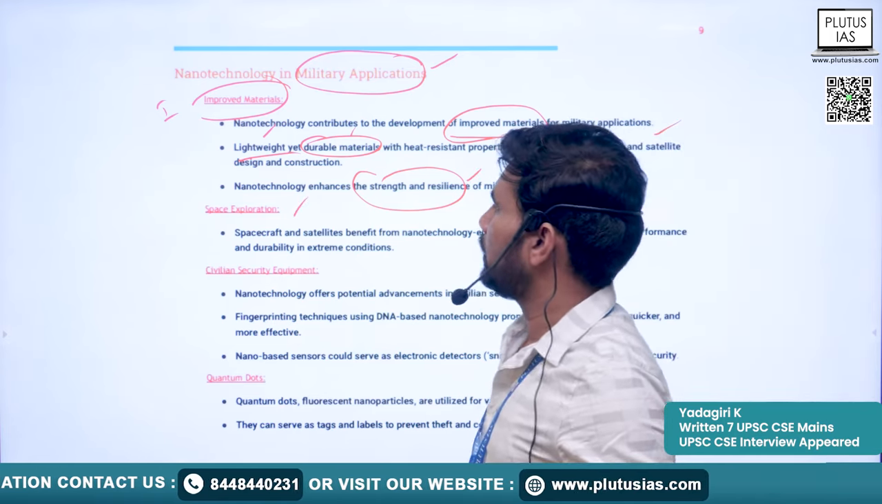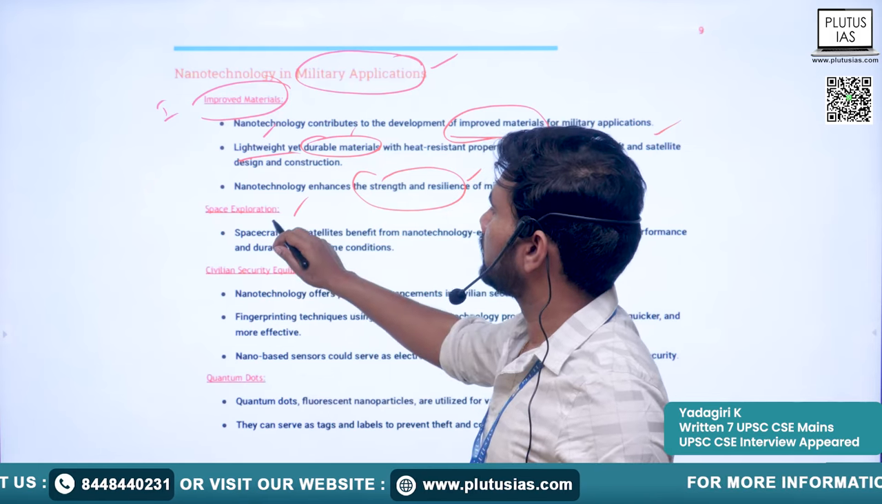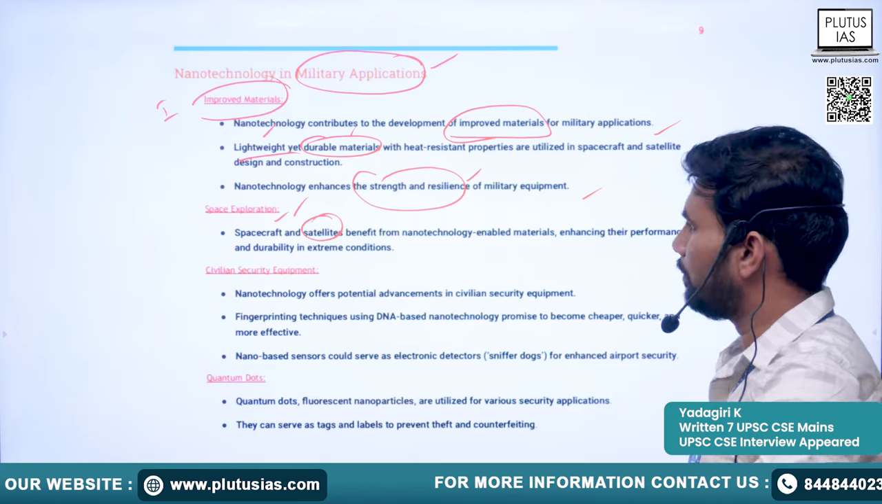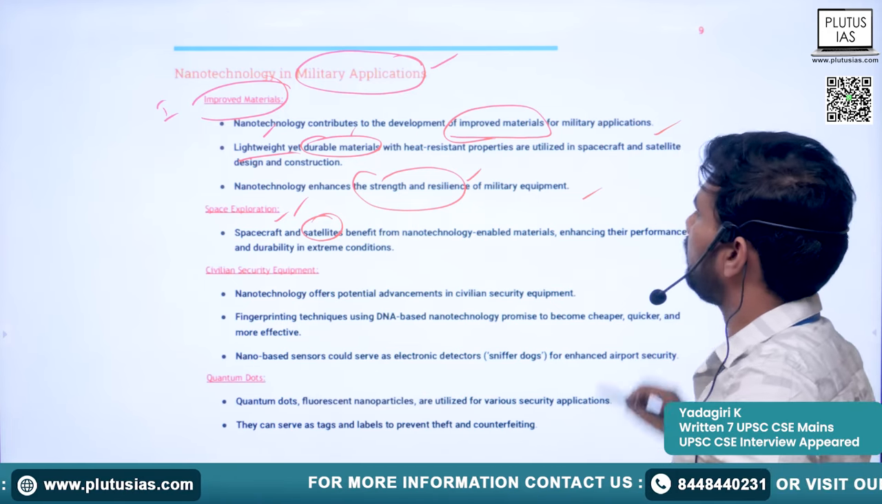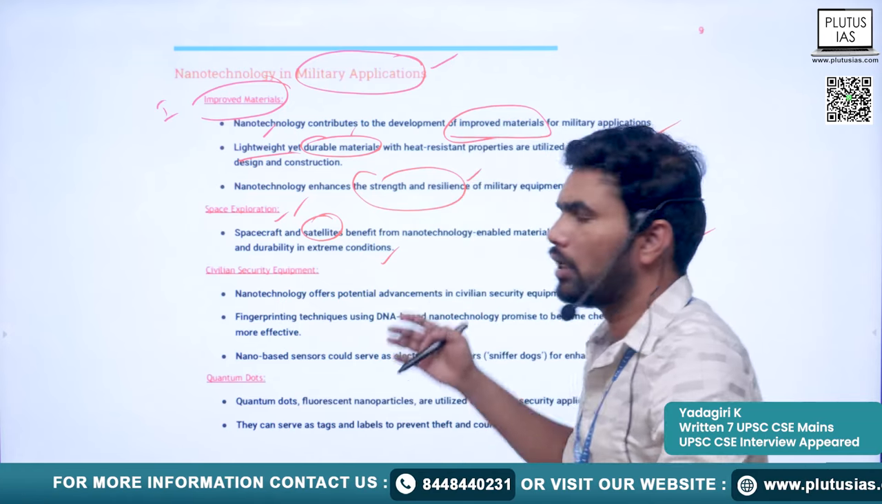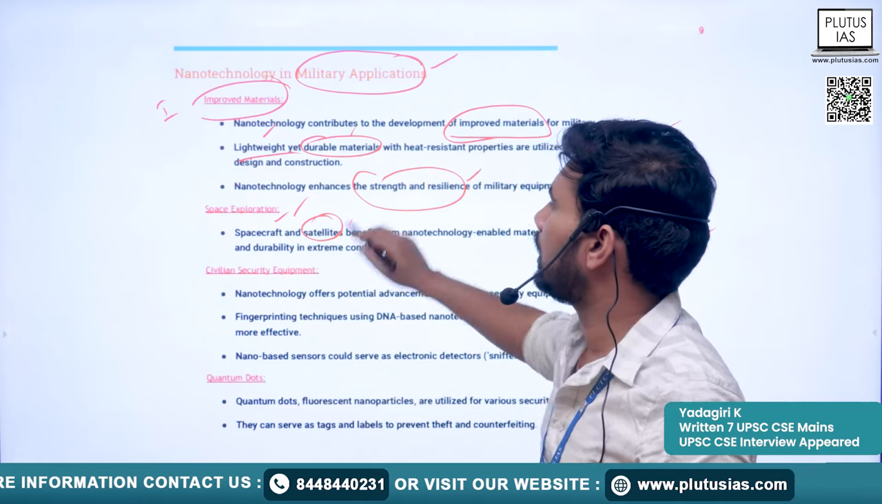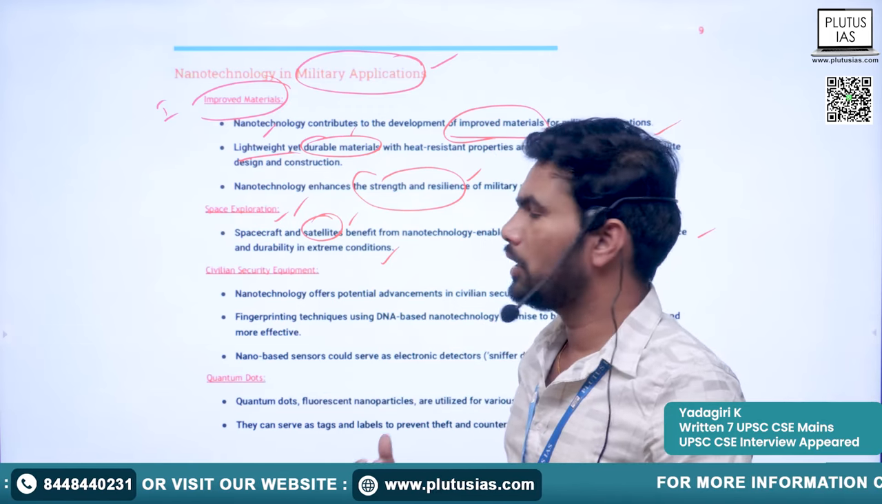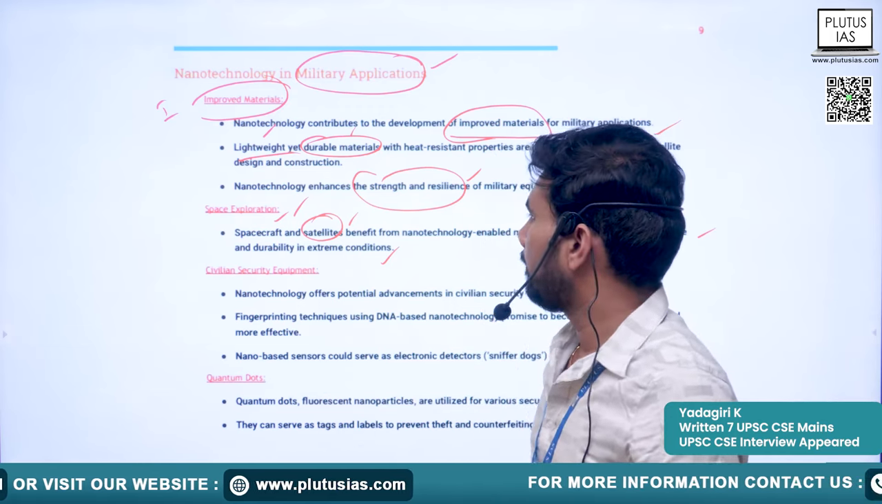If we see space exploration, spacecraft and satellites benefit from nanotechnology-enabled materials, enhancing their performance and durability in extreme conditions. So already this is happening in our satellites and spacecraft. So nano equipment is being used already, right?